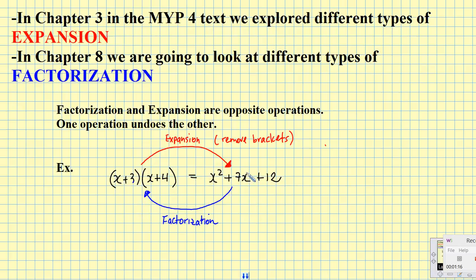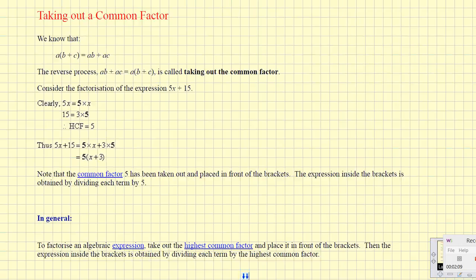Like I said, expansion and factorization are opposite operations. Whereas expansion removes the brackets or the parentheses, the factorization process places the brackets back in the expression. Okay, so let's start by taking a look at taking out common factors.